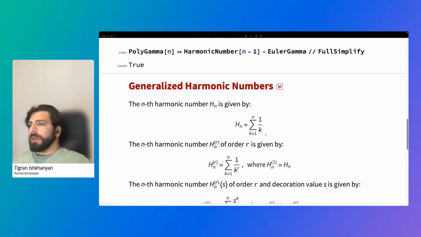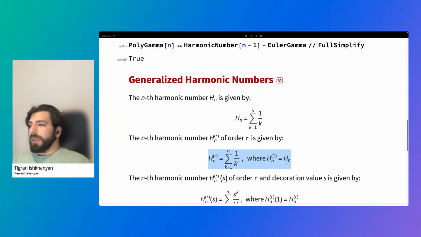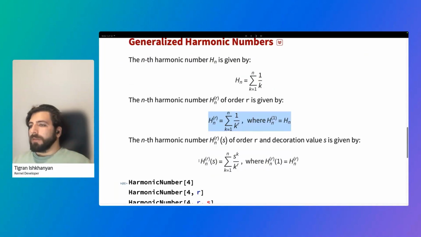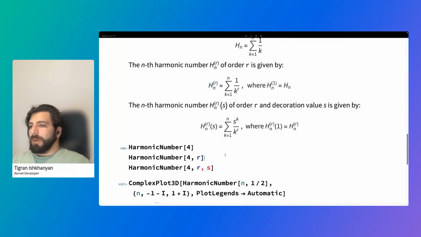The harmonic number is given by this sum, and it can be generalized to the following form, which is called the harmonic number of order R. Obviously, when R is 1, we get the ordinary harmonic numbers. We can even go further and define a harmonic number of order R and decoration value S, which is a more advanced sum. When this decoration value S is 1, we get the harmonic number of order R. So this is a generalization of the original harmonic numbers, and we have implemented them in the system.